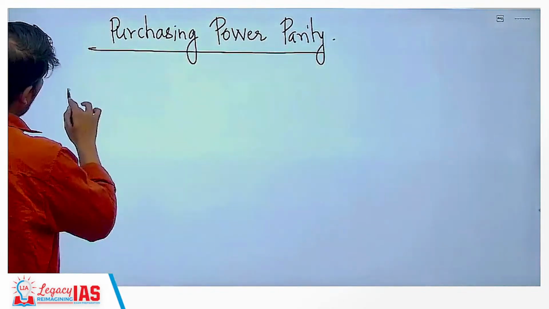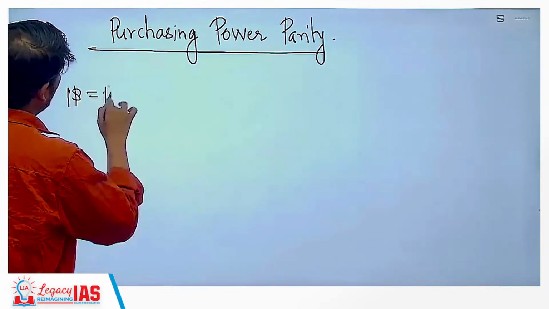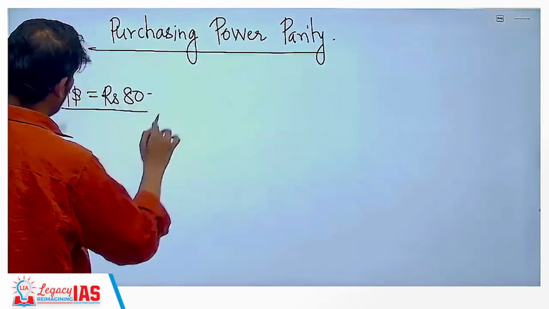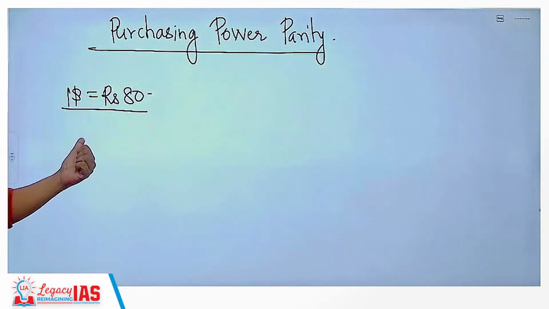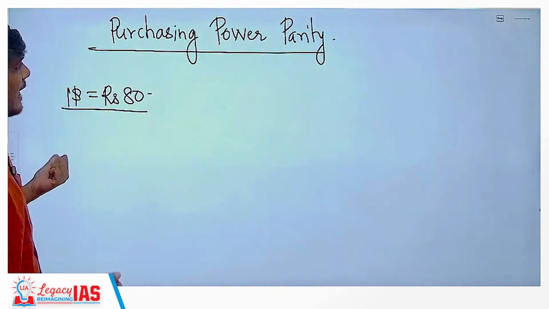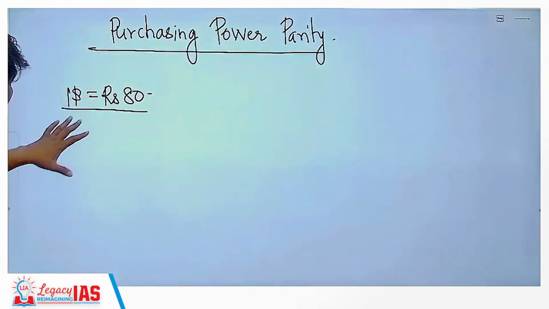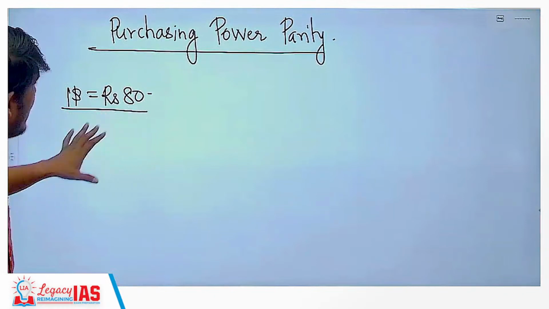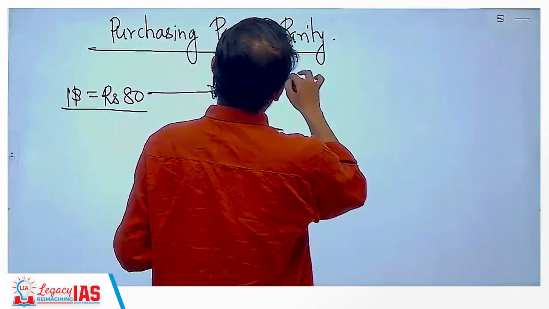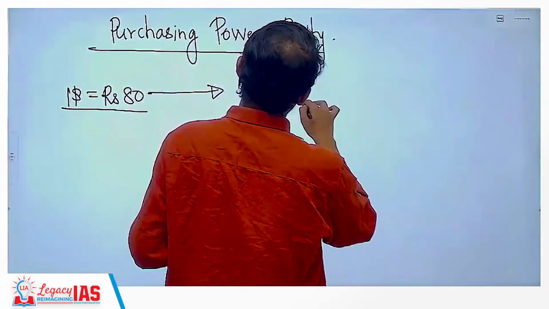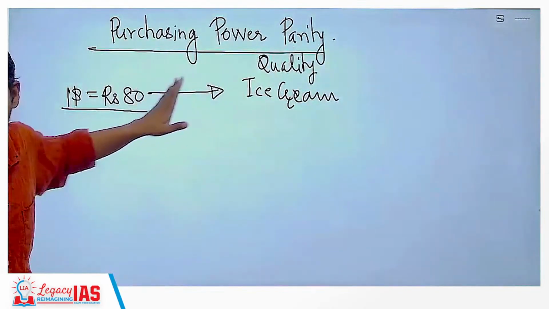So right now, $1 is trading at around 82 rupees. So let's consider $1 equals 80 rupees. So we think, my God, the dollar is so powerful. $1 is actually 80 rupees, right? But if you take its power to purchase, then the dollar is not that powerful. What do I mean by that? In India, with 80 rupees, let's say you can buy a particular quality of ice cream.